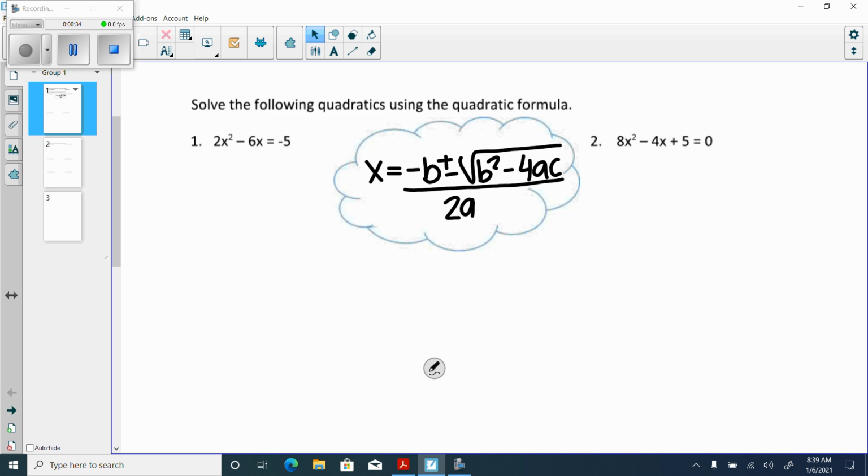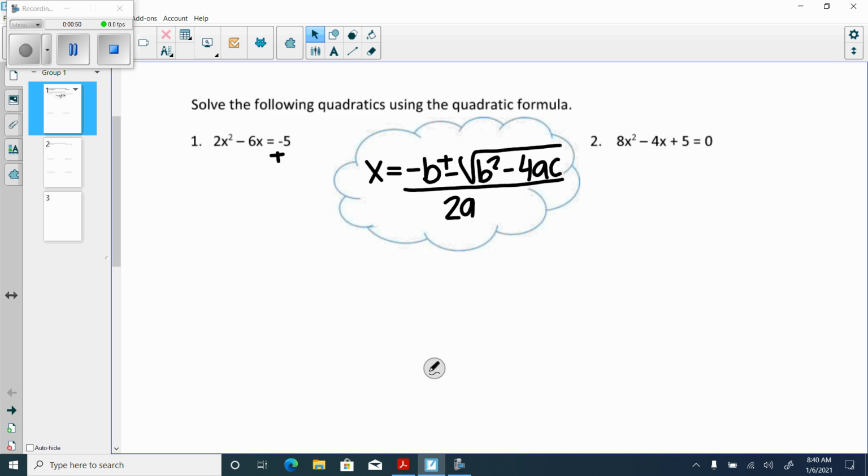And remember, our a, b, and c come from our equation. A is the one in front of x squared, b is the one in front of x, and c is the constant all by itself. But before we can start number 1, everything has to be on the same side of the equal sign. So how could I fix this? What would I need to do?